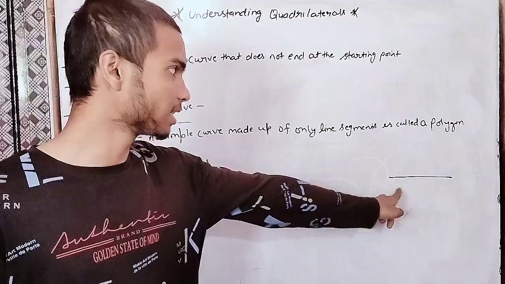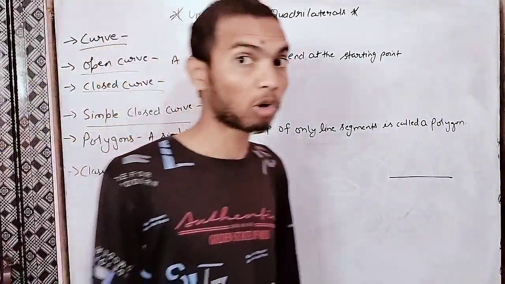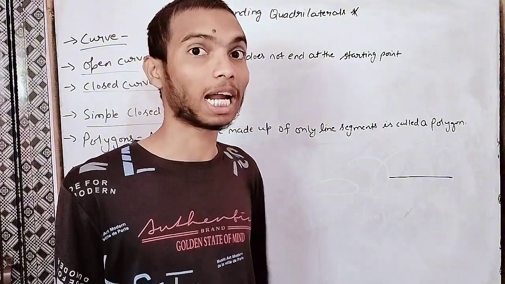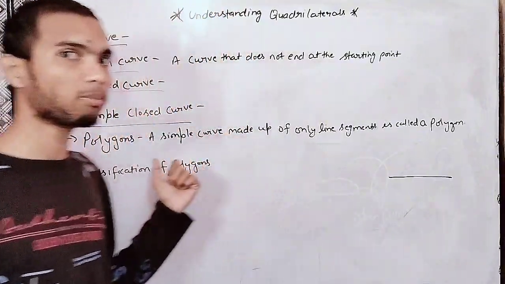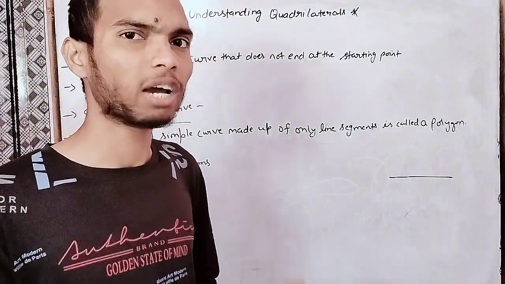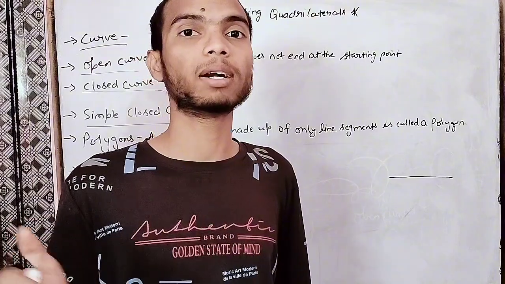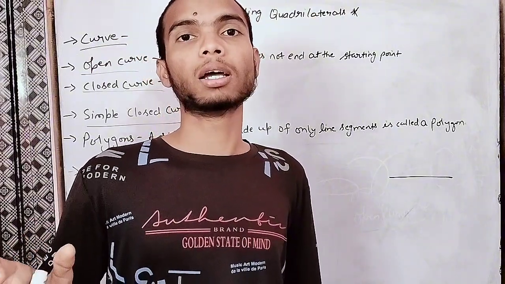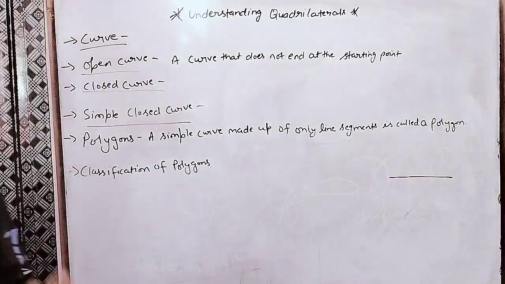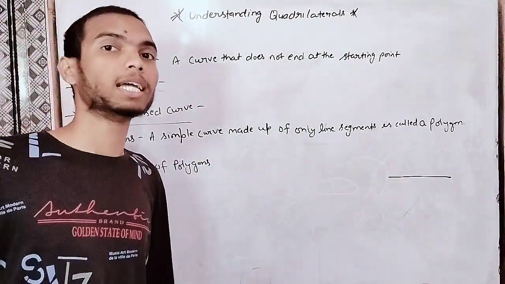This is the twist. We were understanding about curves in which we didn't notice line segments, and now in understanding polygons, it is saying that a simple curve which has line segments, and with the help of line segments, a polygon will be made.